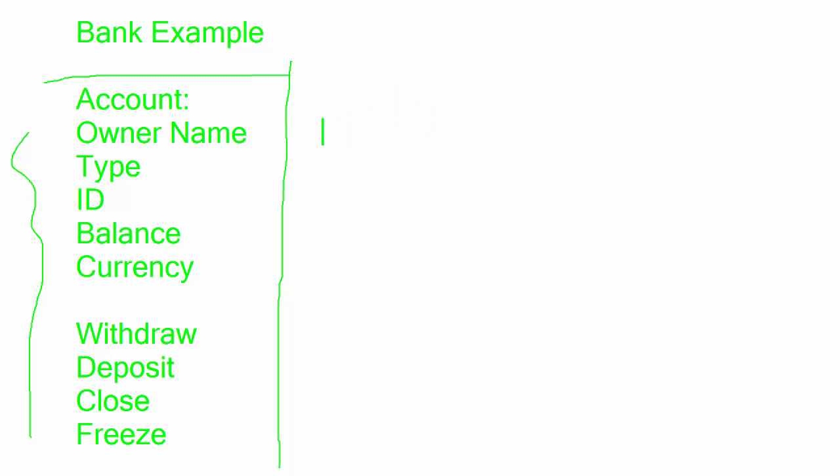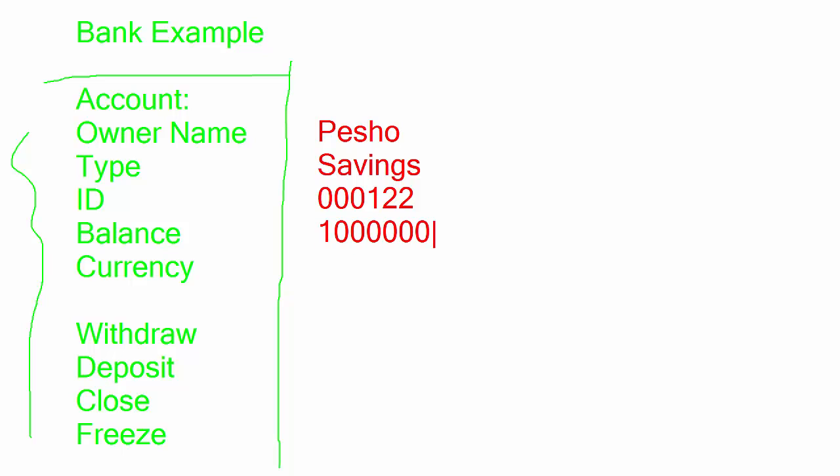So now let's make an object. What do I have to do here? Owner name, Pesho. Type, savings. ID 0001. Let's just leave it there. Balance. How much do you want Pesho to have? 1 million. Someone is very generous. Okay, 1 million. Okay, currency. British pound. Even more generous.